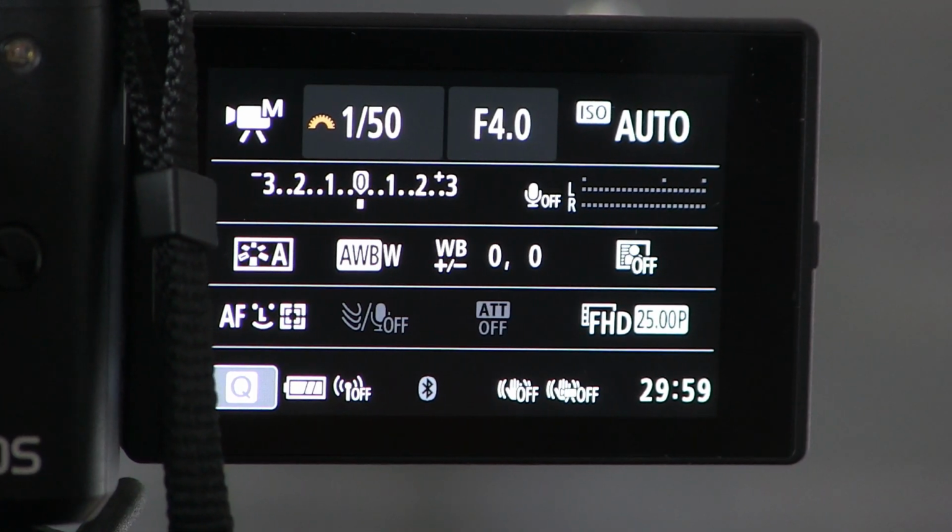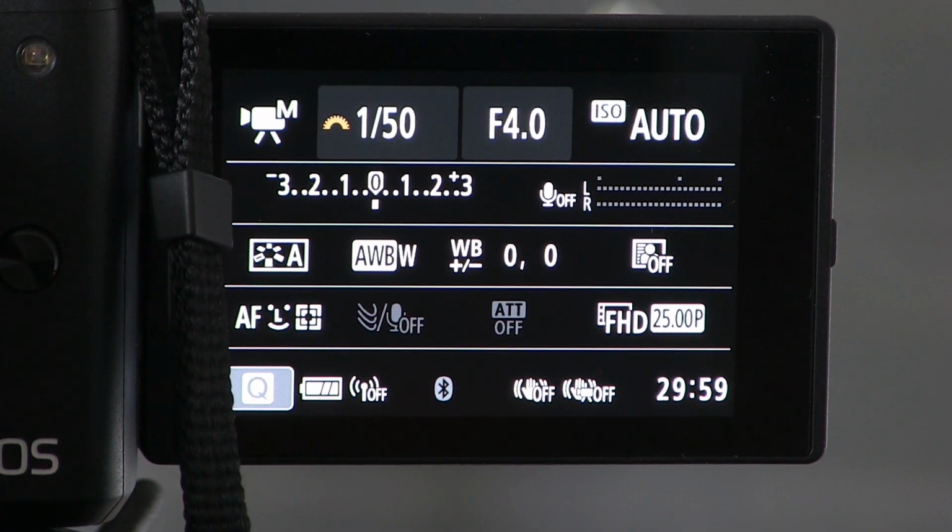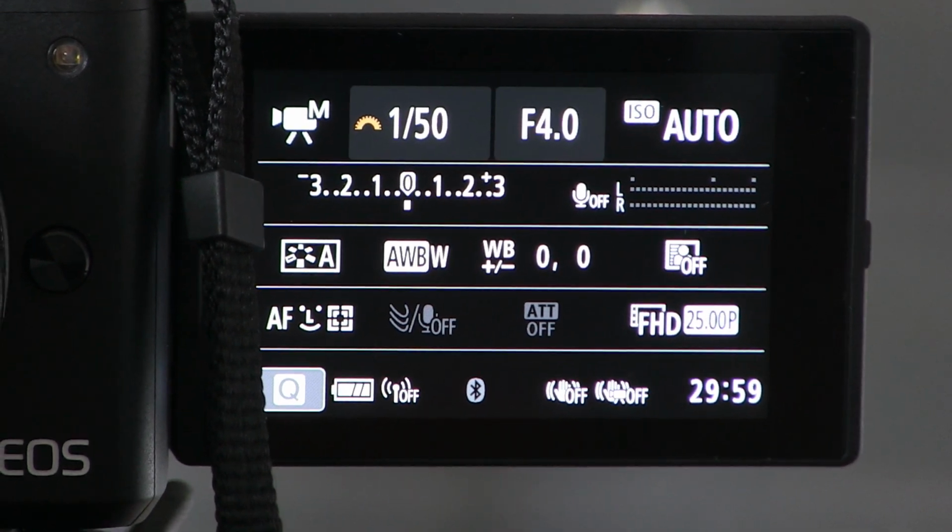Now let's talk about the settings on the Canon M50 itself, and this is where I made my second mistake. I had it on manual movie mode, and the settings I used were 25 frames per second, shutter speed was 1/50th of a second, and the f-stop was 4.0. But there were 2 settings that I left on automatic, and that was ISO and white balance.